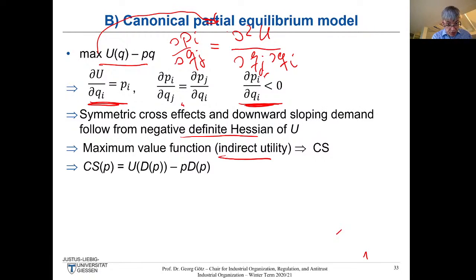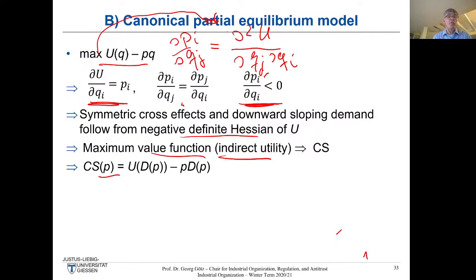And once we've solved for the optimal Q, of course, the optimal Q will always be a function of P, because for our consumer, the prices are given. We can substitute that in the consumer surplus, which we previously had, where consumer surplus was simply U of Q minus P of Q. If we substitute our demand functions, which we derive from our maximization problem, we get a so-called maximum value function, which is also the same as the indirect utility function. So we directly know, if we have this condition, what the consumer surplus for given prices is.